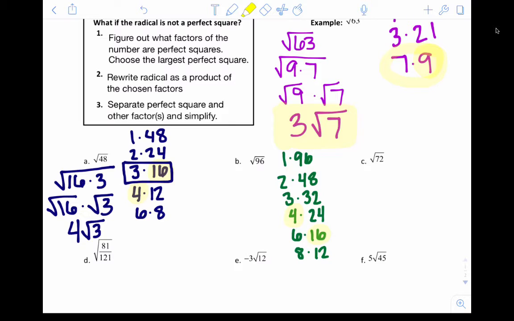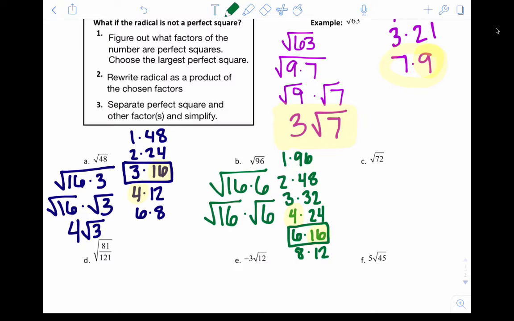16 is my largest perfect square, so I'm going to use 6 times 16. And I'll go ahead and rewrite this. So the square root of 96 is equal to the square root of 16 times 6. I'm going to separate my square root, or my perfect square. Square root of 16 is 4, and then I have a square root of 6 at the end. And then don't forget we still have that negative out front, so I need to make this answer negative. So the simplified version of this is negative 4 times the square root of 6.